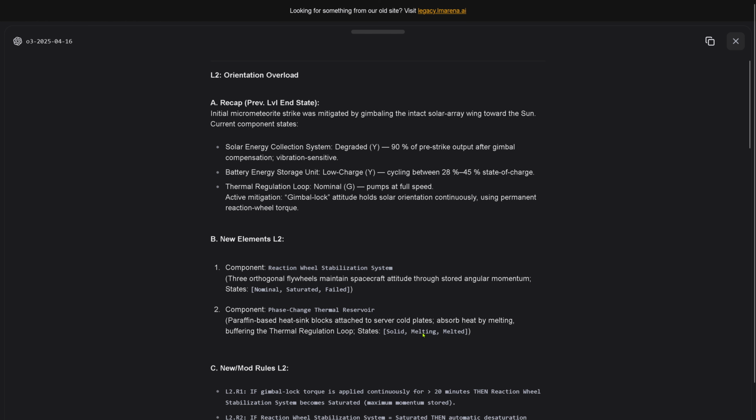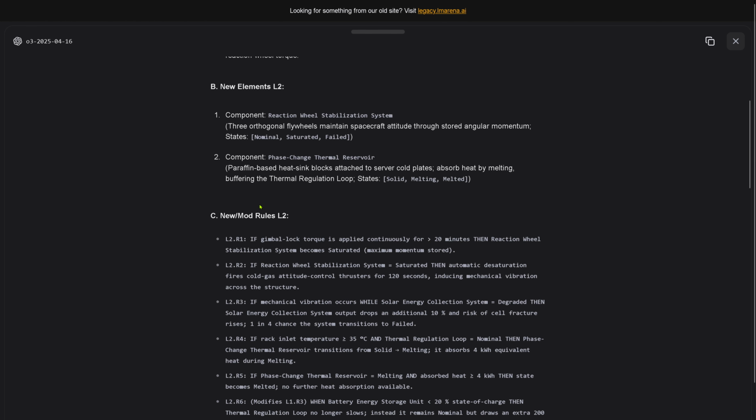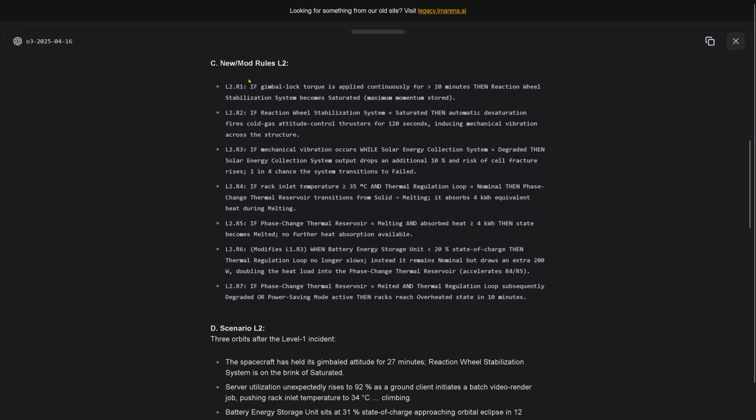So the state is solid melted. Great. And now we add, of course, new rules. So you see we have now 7 new rules for all the components, because my instruction was make those system elements interconnected. Because everything that happens in space, it's never an isolated event.